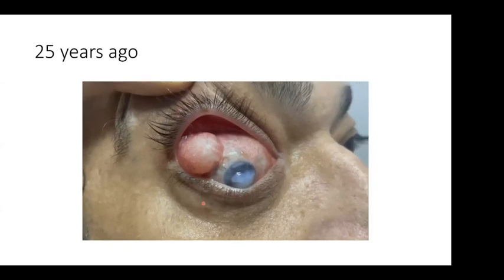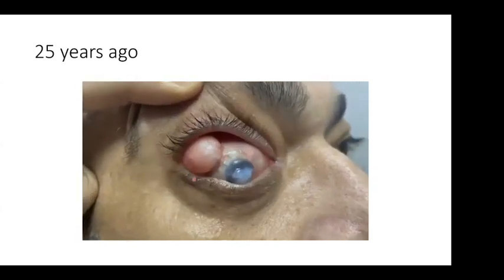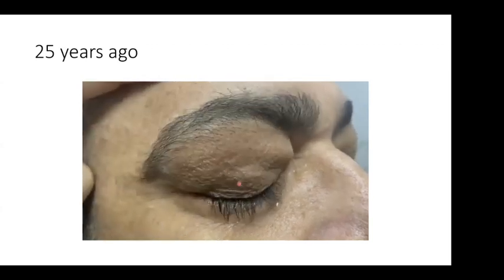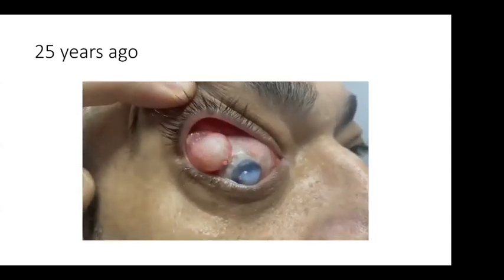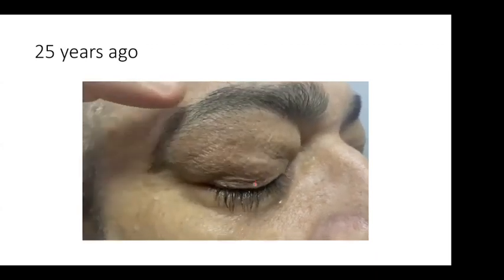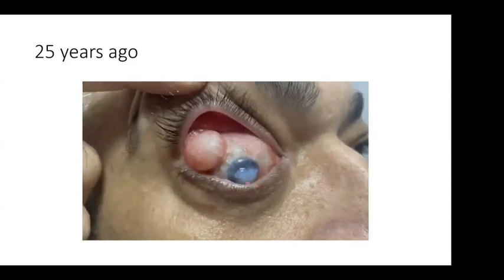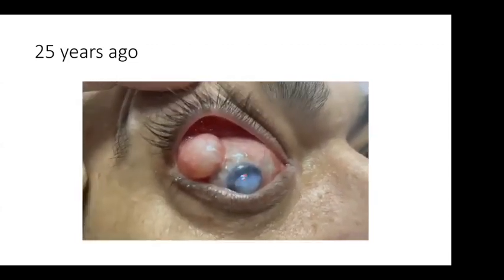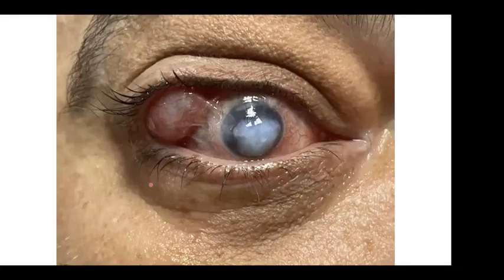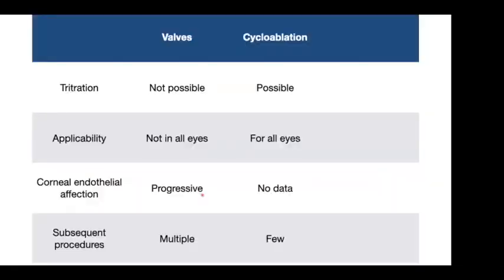Now, this was my patient 25 years ago, and you can see the very ugly valve. It was a very encysted valve, and it's very near to the limbus, as you can see. Also you can see the cornea is opaque. Otherwise, I wouldn't have put this tube in the cornea. So it seems that the tube has created some problems in the cornea. That was the appearance 25 years ago, which is definitely cosmetically very unacceptable as well.